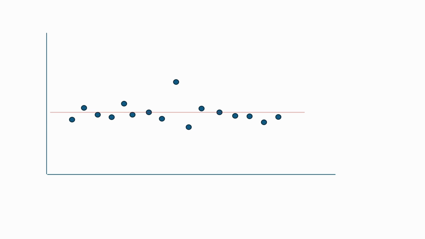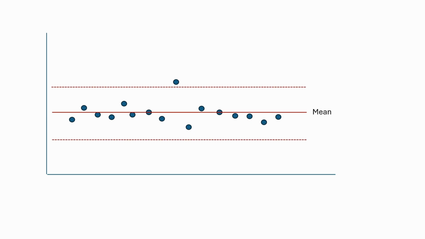Let's introduce a line on this chart. The line represents the mean or the average of all the data points we've collected so far. As we produce more batches, we continue to calculate the mean. This gives us a sense of the central tendency of our process.